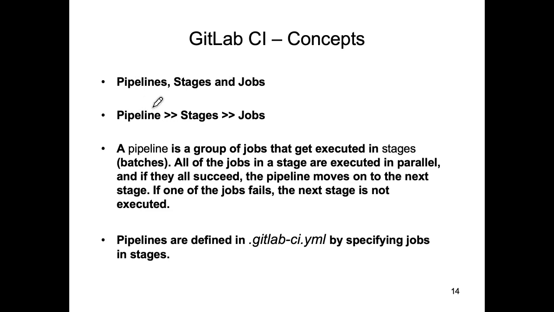Structurally, this is how you need to look at a continuous integration script. It's made up of a pipeline. A pipeline consists of many stages, and a stage consists of many jobs, one or more, I suppose. And again, I'm reinforcing this here. So I'm saying a pipeline is a group of jobs that get executed within a stage. All of the jobs in a stage are executed in parallel. And if any one of the jobs fails, then that stage is considered to have failed and the pipeline has failed.